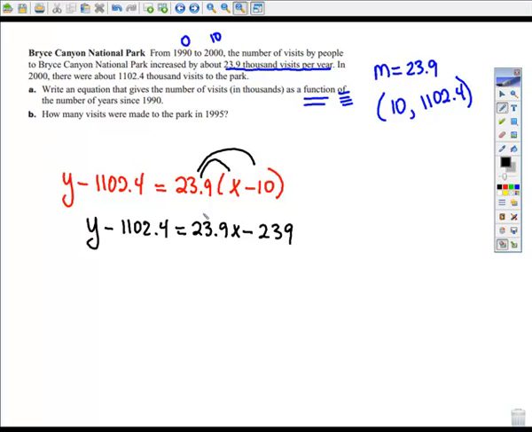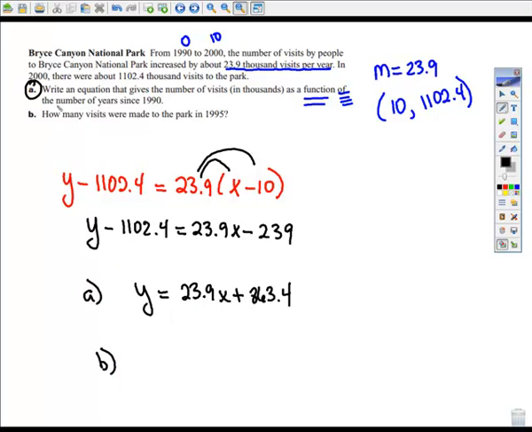So I'll take my negative 239 and I will add 1,102.4. And yes, I am using a calculator for this. So I end up with y equals 23.9x plus 863.4. So there is my equation. There's part A.